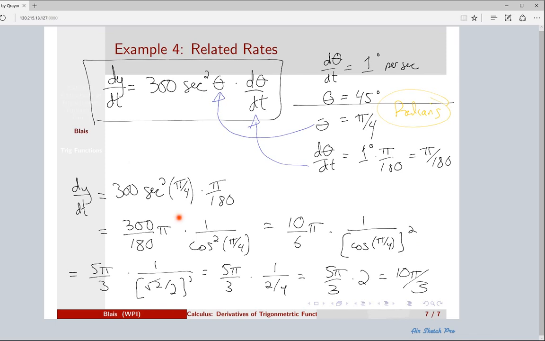We will see these types of problems in more detail, but it's important to get used to them because they are really a fundamental type of problem that we deal with in calculus.